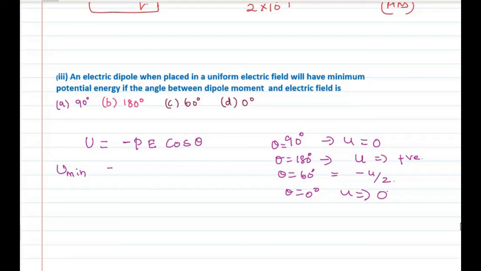So when theta is equal to 0 degrees, cos 0 is 1, so U will be equal to minus P E into 1. So U minimum is equal to minus P E, a negative value. Okay, so the answer is 0 degrees.